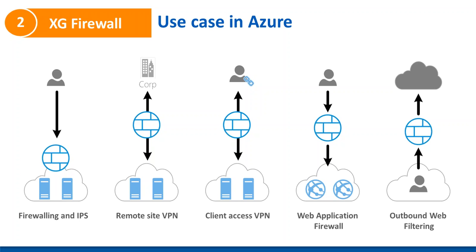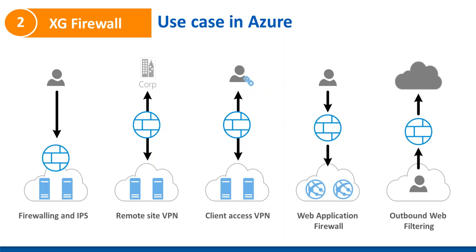Another thing is remote site VPN connectivity. Again, Azure provides some really good built-in VPN services for IPsec. However, they're not perfect because it's built around IKEv2. Now, a lot of legacy devices will not support IKEv2, so this is where you can put an XG firewall in place to provide IKEv1 connectivity.